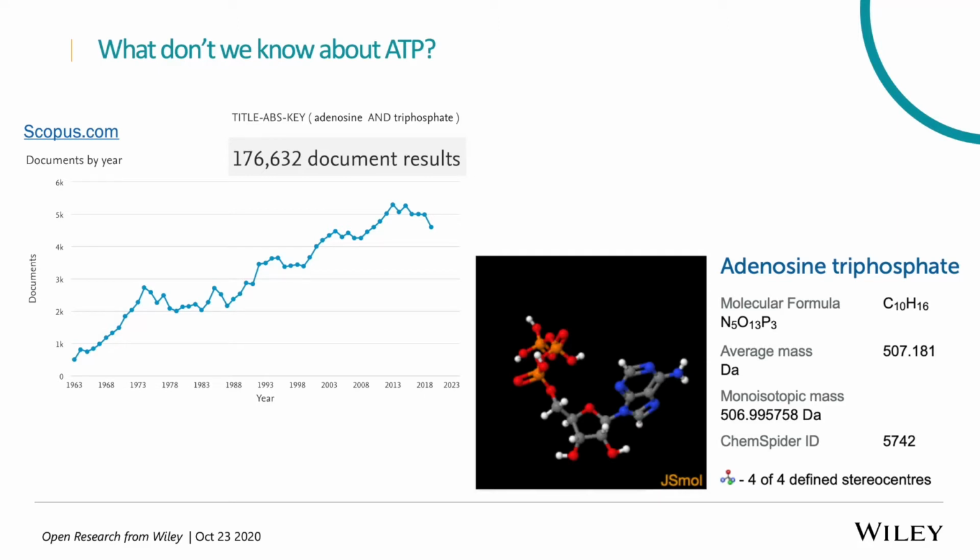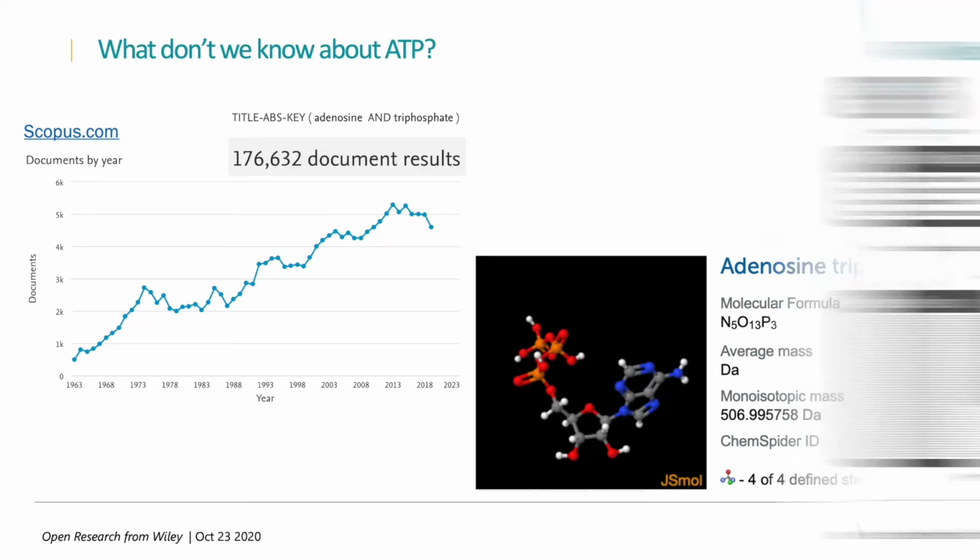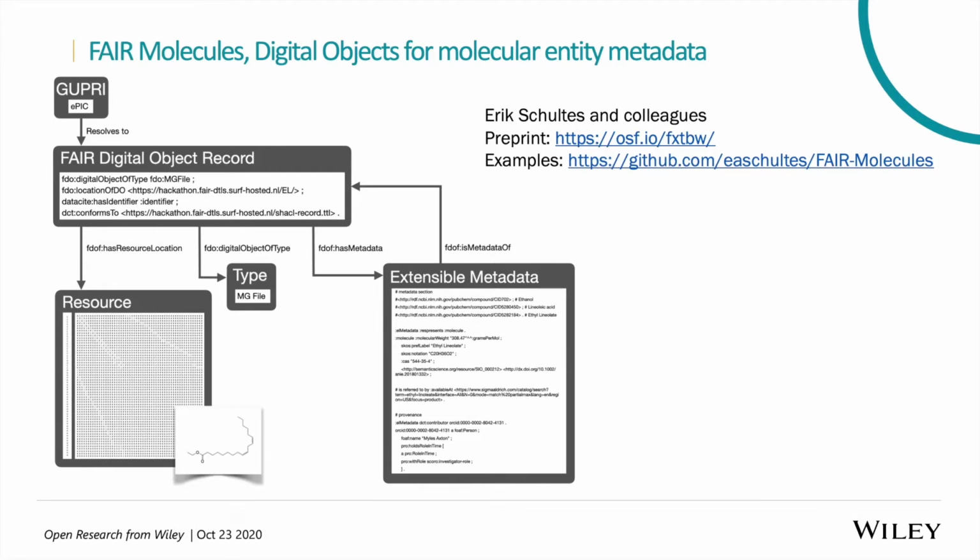So the idea of a digital FAIR molecule is to build an avatar of ATP that can find all the information about the things that ATP is and the things that ATP can do, from energy transformation to protein phosphorylation to nucleotide synthesis. I've been working with the FAIR Data Group led by Eric Schultes and colleagues.